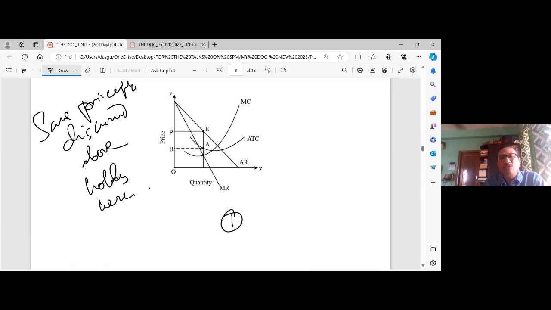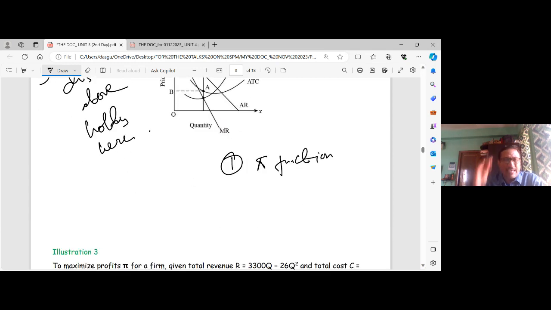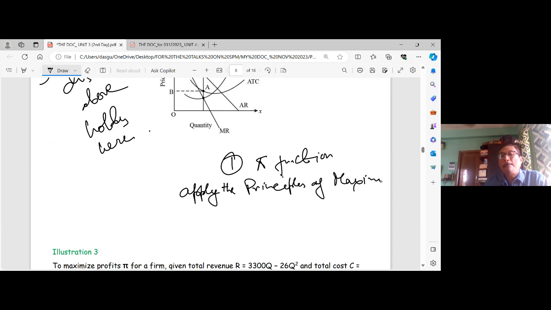So number one, what you can do, you can take out the profit function, and as I said, simply do maxima minima, apply the principles of maxima. So this is one way of doing it.